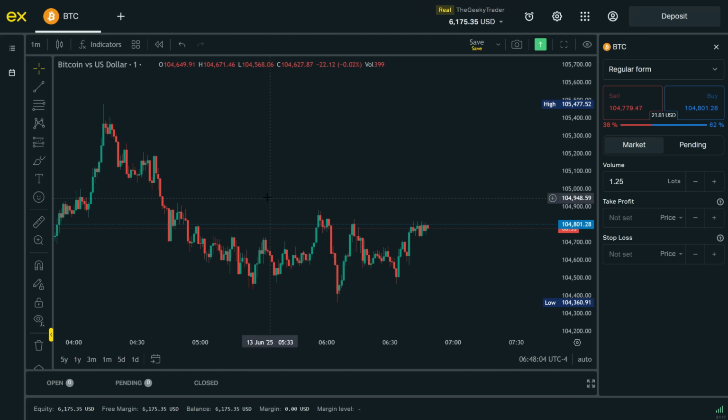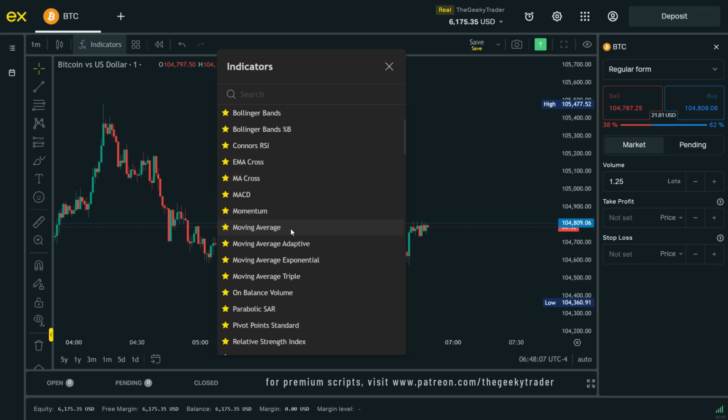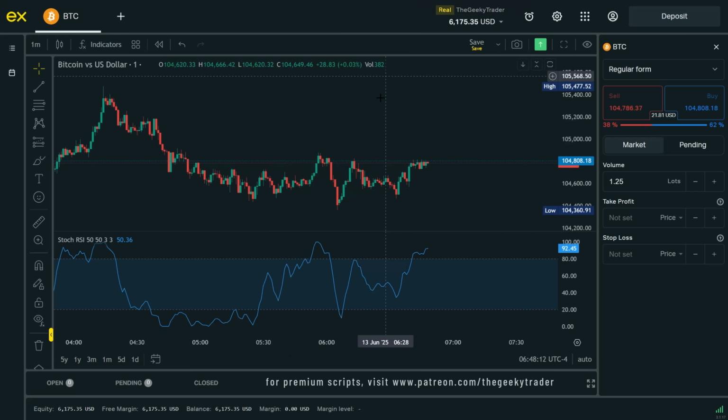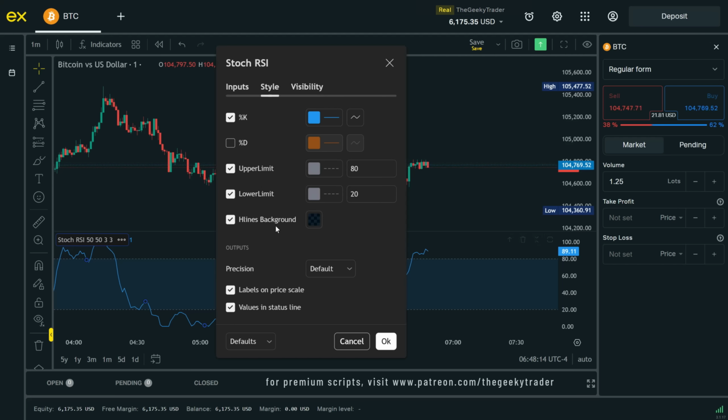All right, let's get started by adding the Stochastic RSI indicator to our chart. This is going to be the main tool we'll use for spotting precise entry and exit points. Once you've added the indicator, we'll make a few quick but important tweaks to the settings so it works exactly the way we want. First, go into the Style tab of the indicator settings.